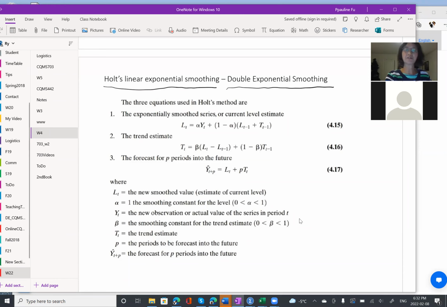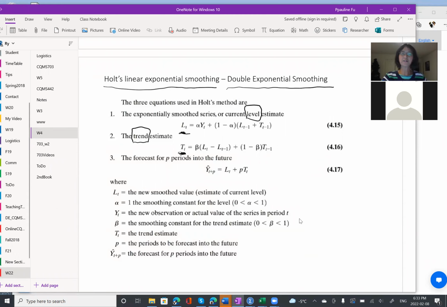There are two important terms. One is the level. The other is the trend. As you can see, this method does not have seasonality. So assume it is not seasonal data, but it experiences trending up or trending down. Okay, so we are going to use this formula to estimate the level. We use LT, it is the level. And then we estimate the trend.